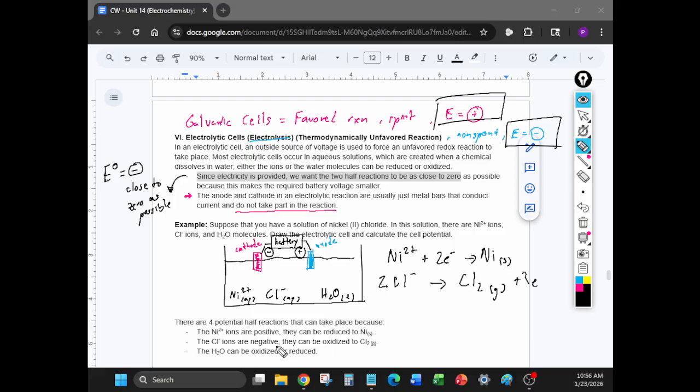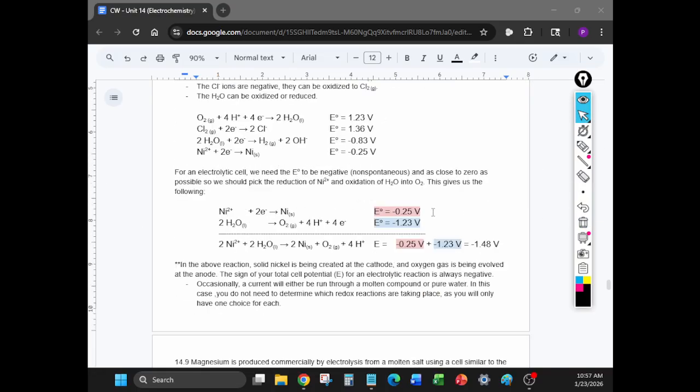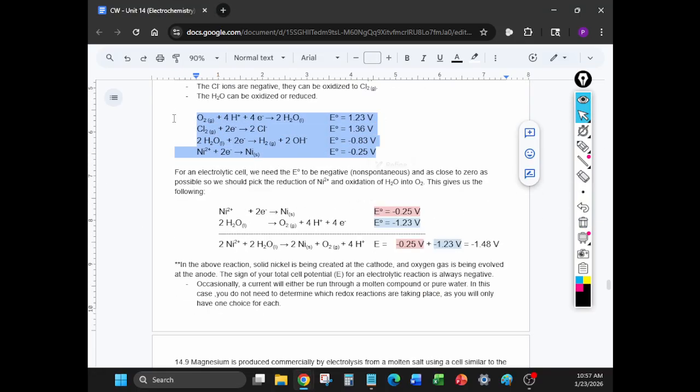Okay, the other thing that can happen is the water itself can be oxidized or reduced. So there are two options for water. And these are the four possible reactions that can take place in an electrolytic cell like this. Okay, so those are the four possibilities. And if you scroll down a little bit, you can see what the four possibilities are and their electrical potentials. Now, you do not need to memorize these. They will always be given to you.